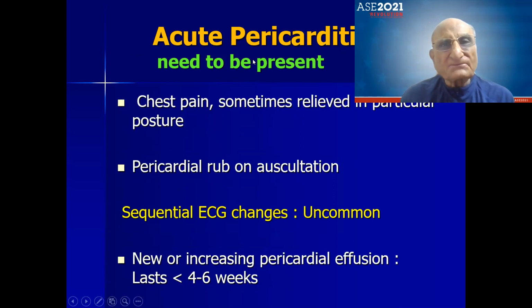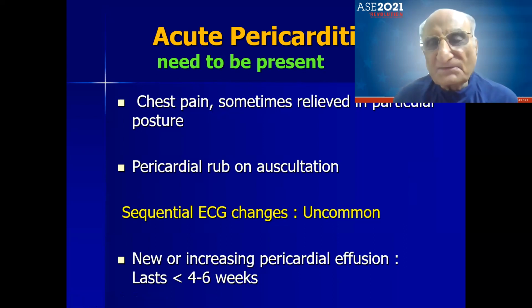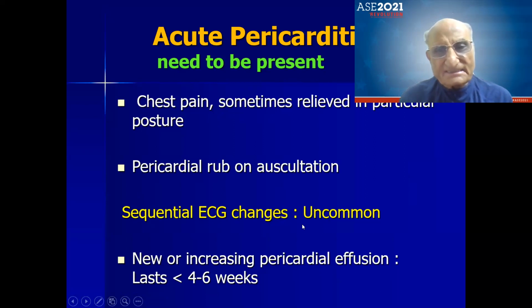Now coming to acute pericarditis, two of these four need to be present, because all four are not always present, and this is according to the European Society of Cardiology. First, chest pain, sometimes relieved in a particular posture, like the patient sitting up and bending forward. Second, a pericardial rub on auscultation. Thirdly, sequential ECG changes, which are very uncommon. Although a lot of stress has been paid on it, many times you may not see them, or you may see some changes but they may not be sequential. Fourth, new or increasing pericardial effusion. And it usually lasts less than 4 to 6 weeks. So these are the four criteria, of which two should be satisfied to diagnose acute pericarditis.